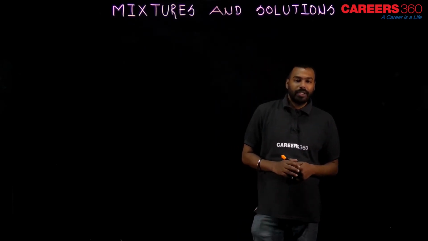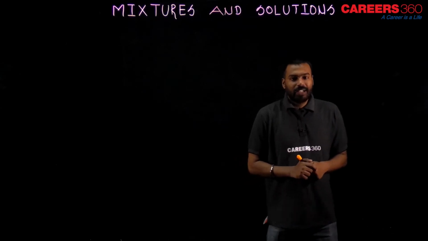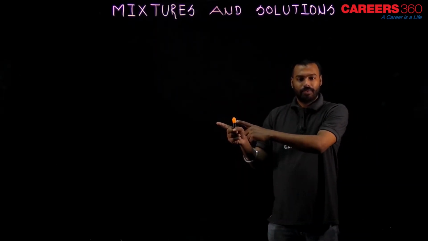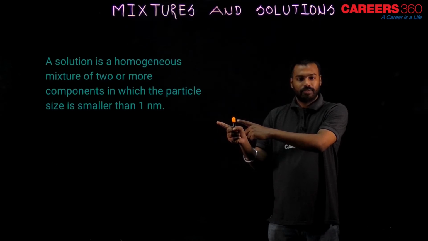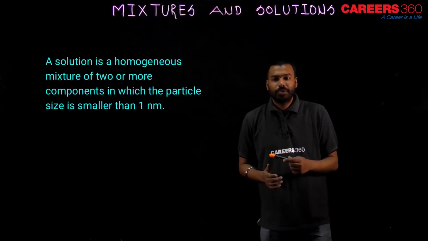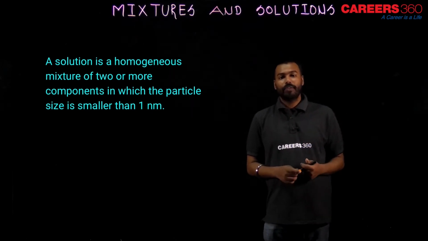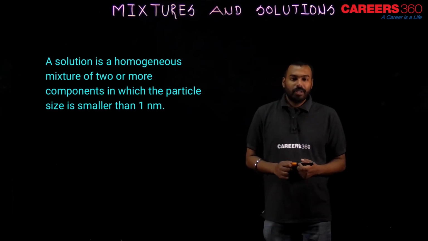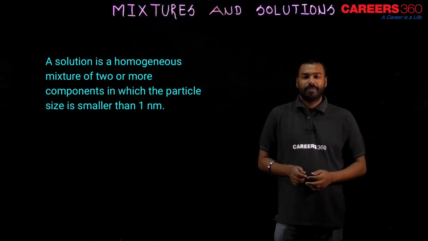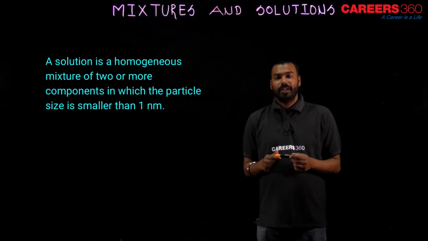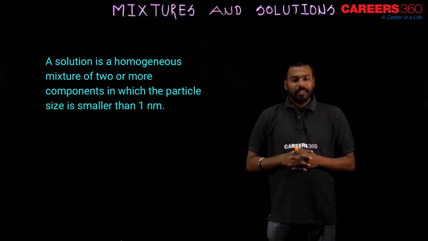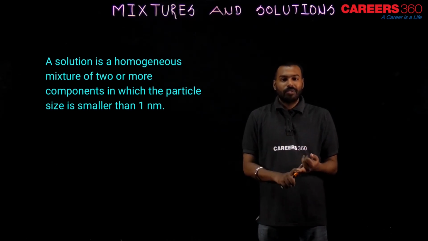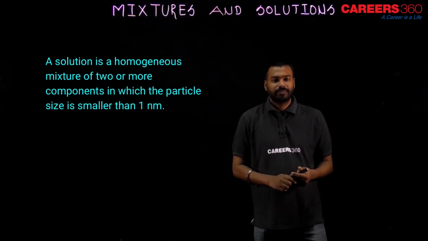Okay. Dear student, let me tell you the exact definition of the solution with its particle size now. Solution is a homogeneous mixture of two or more than two components in which the particle size is smaller than 1 nanometer. Nm means nanometer. Actually, there are three types of solution. One is called true solution, other is called colloidal solution, and third is suspension.